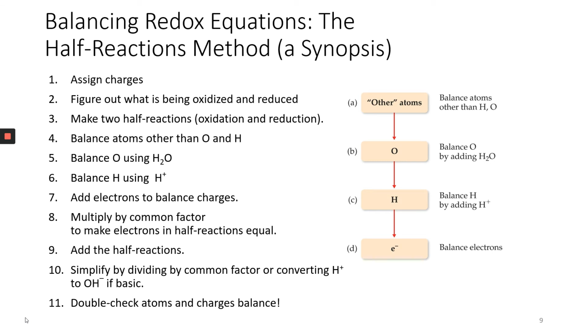So how do we go about balancing half reactions? Well, the first thing you need to do is assign charges to all of your elements. Once you assign your charges, then you need to figure out which element was oxidized and which was reduced. Remember, the oxidizing one, the charge increases, and the reducing one, the charge decreases. So that's why you need to have the charges first. Once you do that, you could separate it into your oxidation and reduction half reactions.